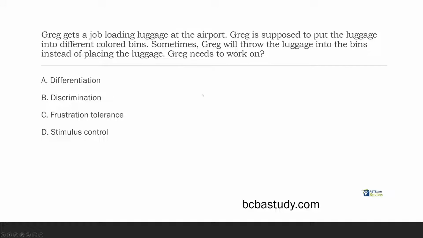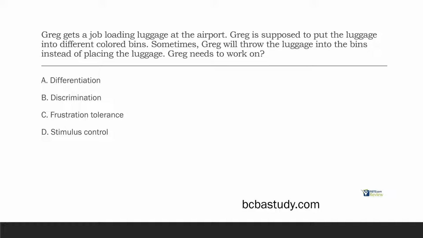But do they ever mention the colored bins again? Do they mention anything about Greg putting luggage into the wrong bins or putting into the wrong color? They don't. So be careful. What they're talking about is Greg throwing the luggage instead of placing the luggage. So are we talking about stimuli here, or are we talking about responses? We're talking about responses. And so when we're talking about responses instead of stimuli, we're not thinking discrimination.